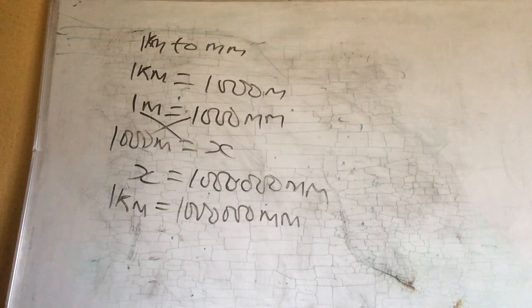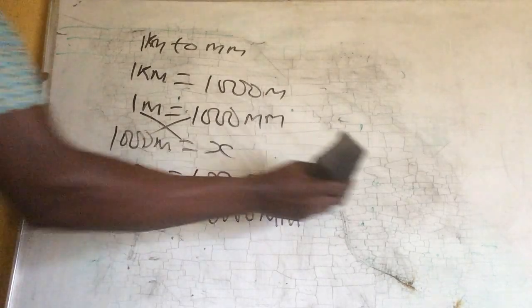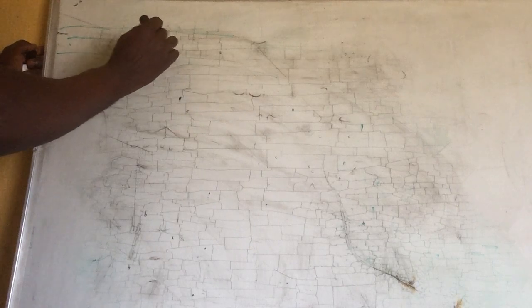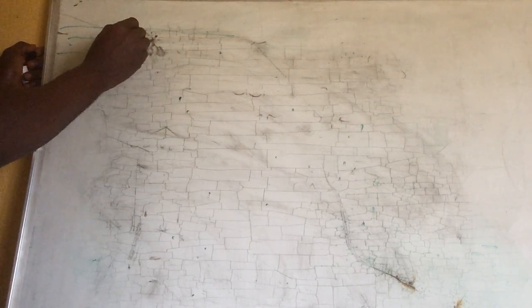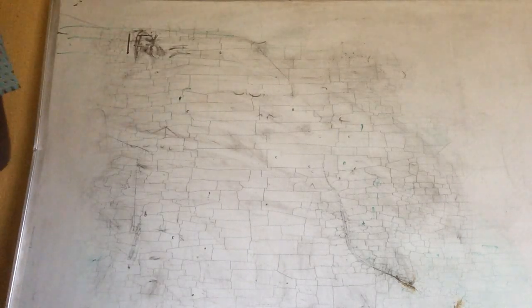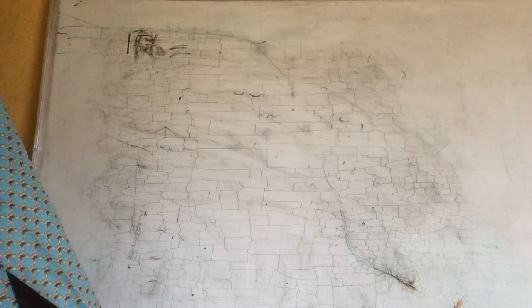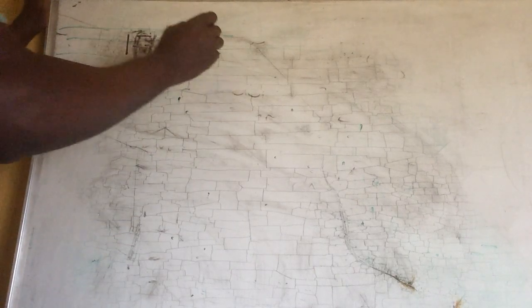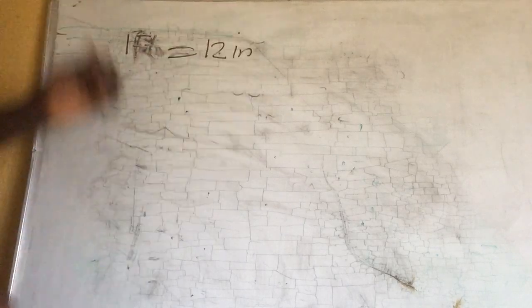Then in this one, we still have the American engineering unit. In the American engineering unit, we have a relationship between them, which says 1 foot. Let me use the short form of it. 1 foot equals 12 inches.